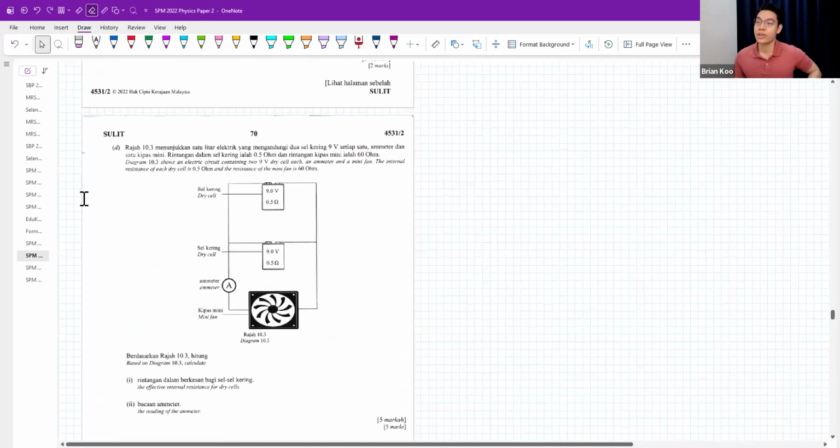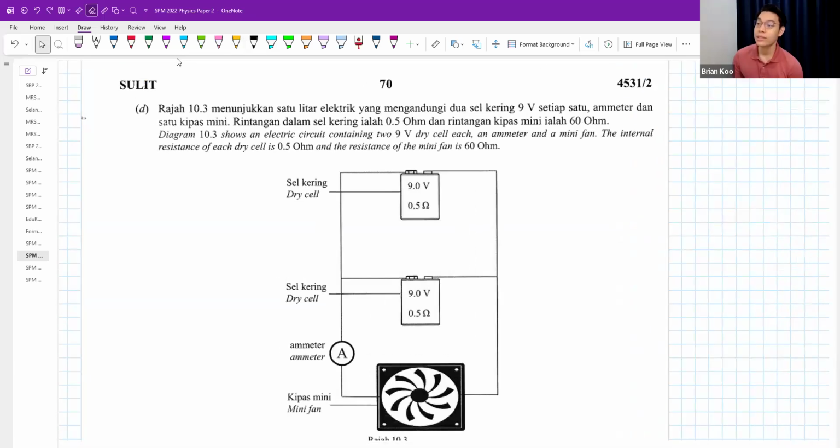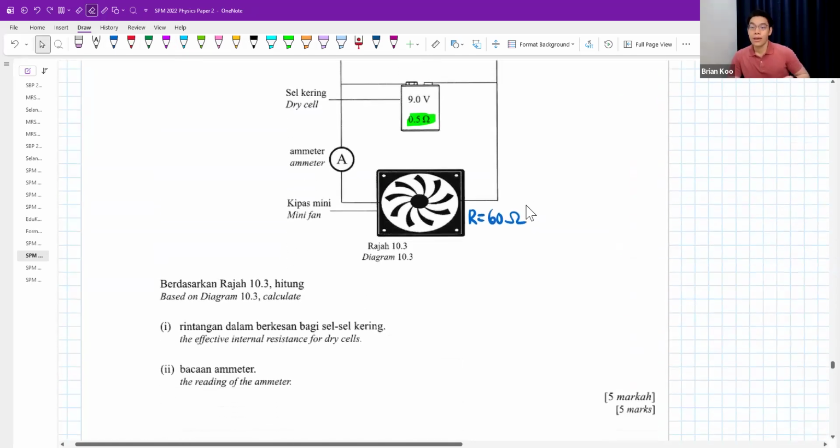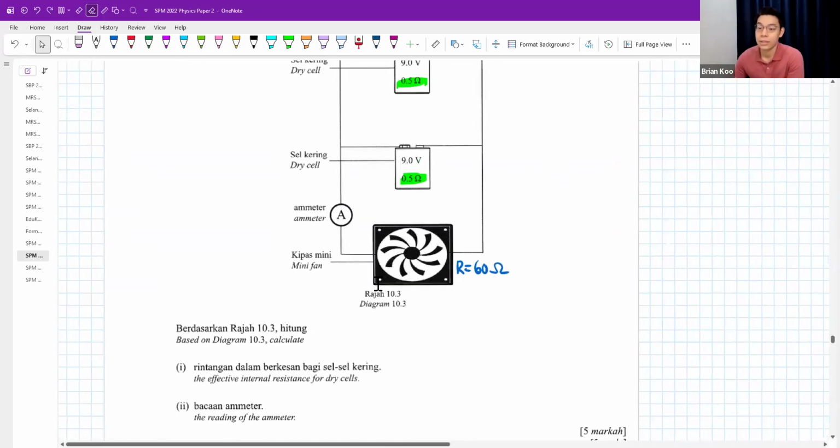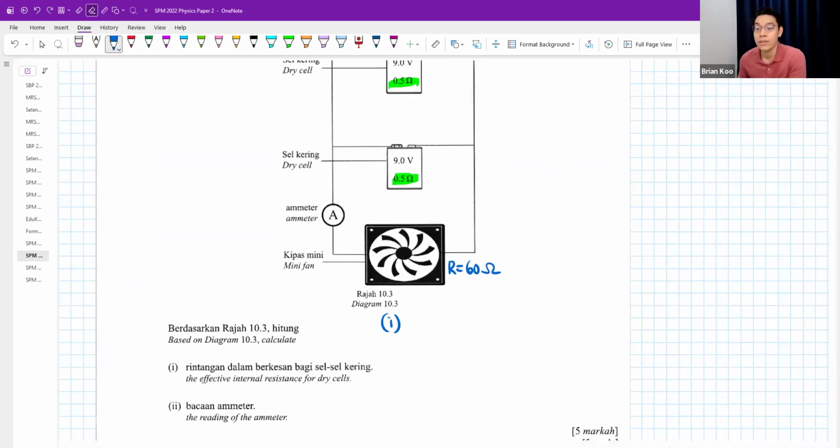Diagram 3 shows a circuit containing 2 dry cells and a mini fan. The internal resistance of the dry cell is 0.5 ohms. The resistance of the mini fan is 60 ohms. Calculate the effective internal resistance of the dry cell. Effective means total.